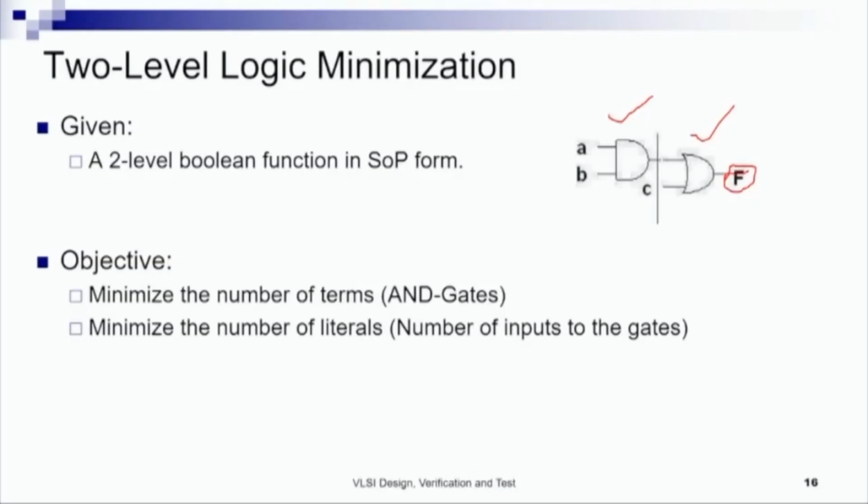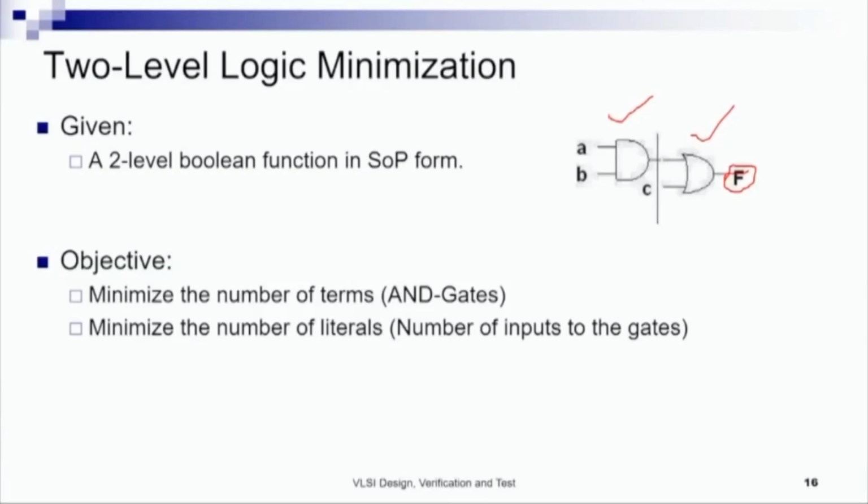Now, what are the objectives of two-level logic simplification? The objective of two-level logic simplification is to minimize the number of AND terms. So, we want to minimize the number of AND gates, and also to minimize the number of literals, as we said, that is the number of inputs to the gates.